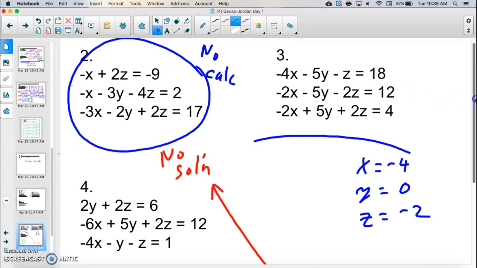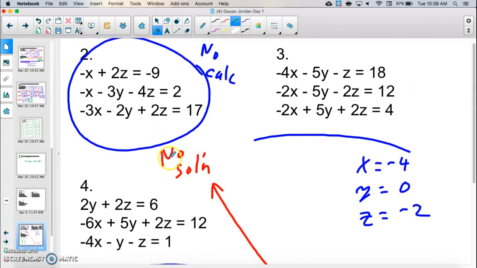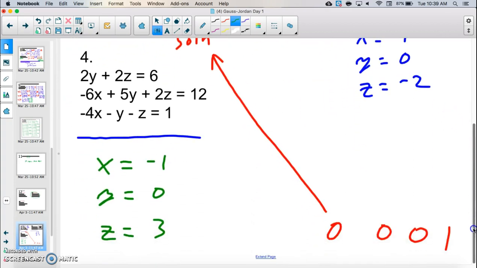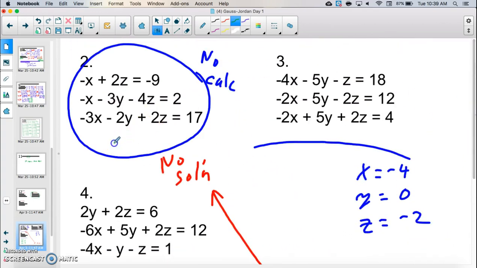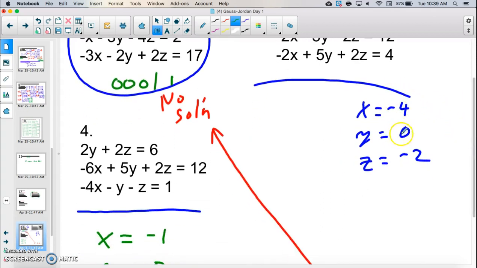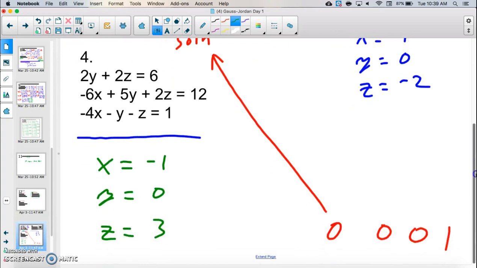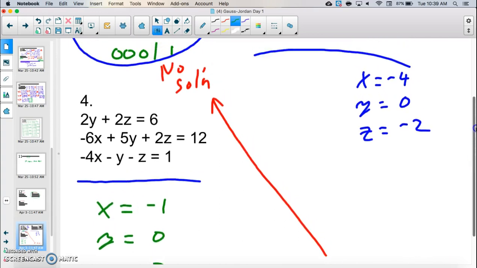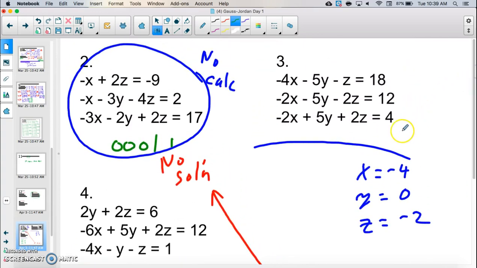Alright, here are your answers. So number 2, you hopefully got no solution because you ended up getting 0, 0, 0 on the other side, a number, and you can't have 0 equals a number. So that one would have been no solution. Number 3, you got -4, 0, -2 with the calculator. And for number 4, you get -1, 0, 3. So if you are lost on that, please talk to me later, or you can talk to our substitute because she should be able to help.